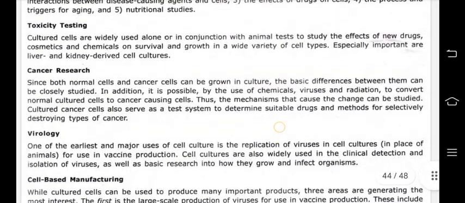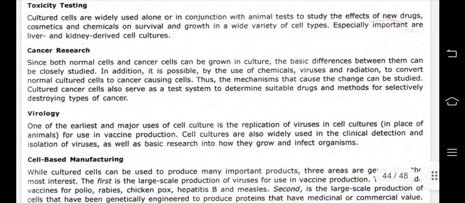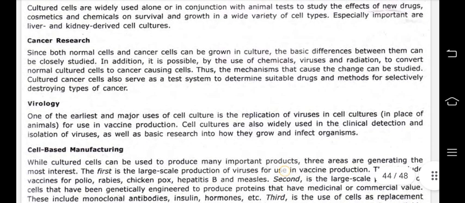Toxicity testing. Cultured cells are widely used alone or in conjunction with animal tests to study the effects of new drugs, cosmetics, and chemicals on survival and growth in a wide variety of cell types. Especially important are liver and kidney derived cell cultures.